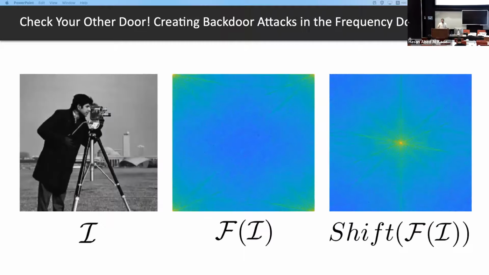How does that look? An image, take the Fourier transform, and shift it. We work with shifted versions because it's easier for plotting the sensitivities later on. Now it's centered at 0, so the center is basically the low frequency content.